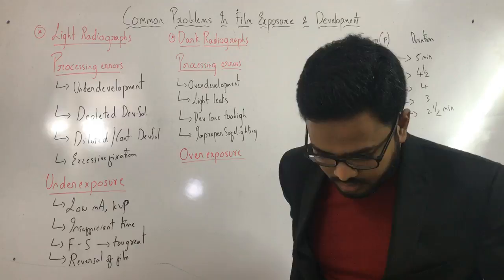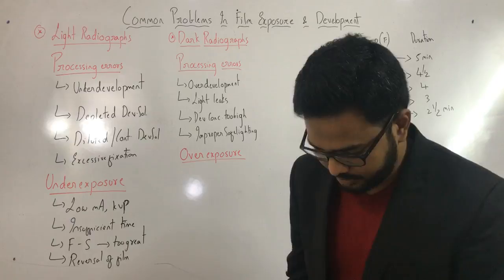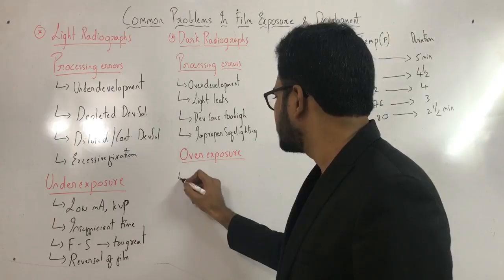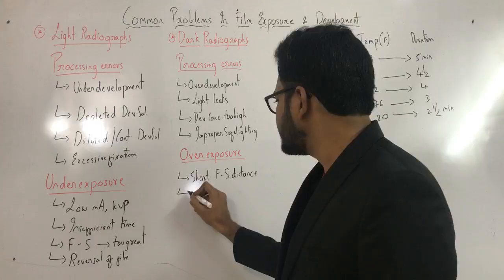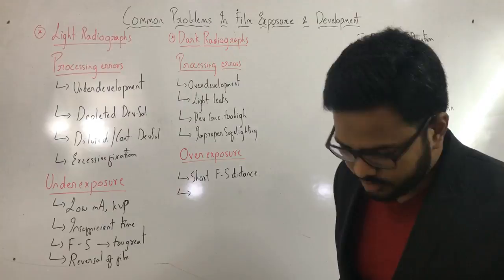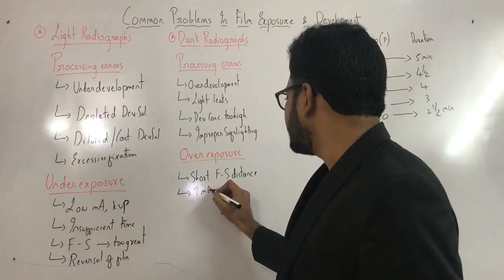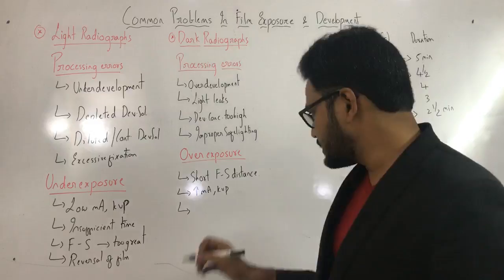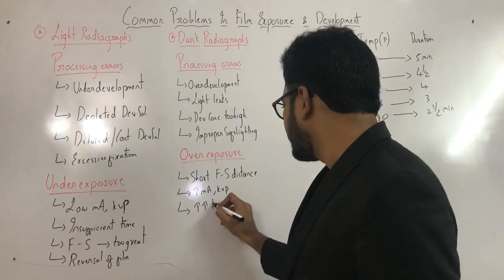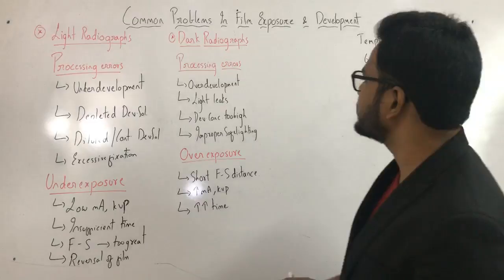Obviously the opposite of what we have seen previously: it can be a short film source distance. Good. Obviously it is excess tube current and tube voltage. Good. Anything else? Yeah, excessive time or increased time. So pretty simple to remember once you start comparing, isn't it? So these are some of the exposure parameters, right? And then we'll have a summary once again.